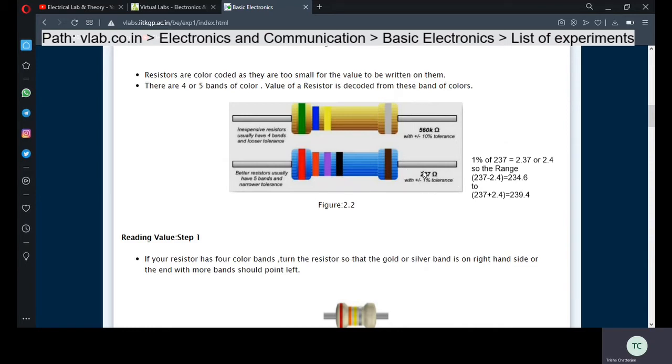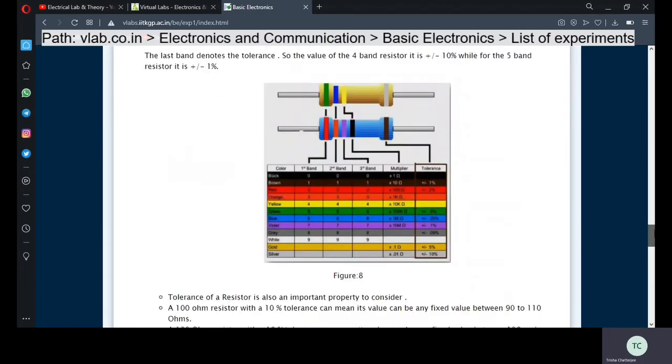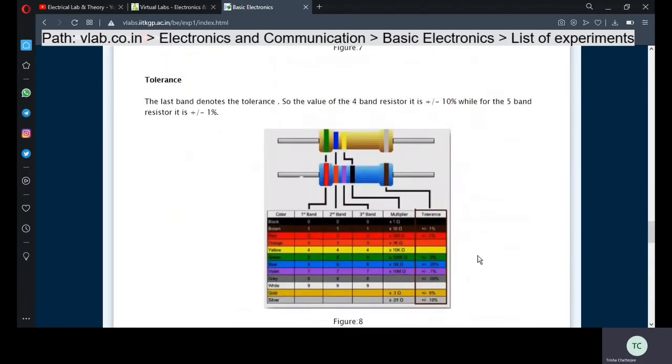The same thing if we minus the 1% from this 237, it will become 234.6. So from that 234.6 ohm to the 239.4 ohm, it is acceptable. If the resistance value is coming beyond that, then the resistor is not functioning properly. So that's why the tolerance value is very, very important.